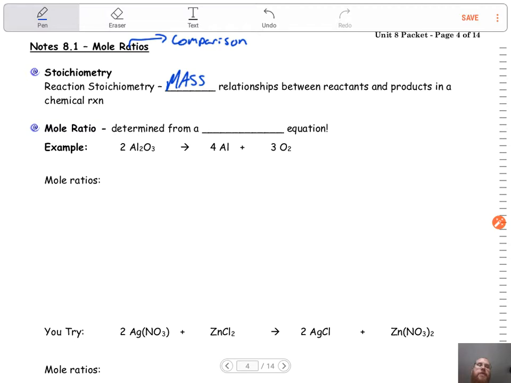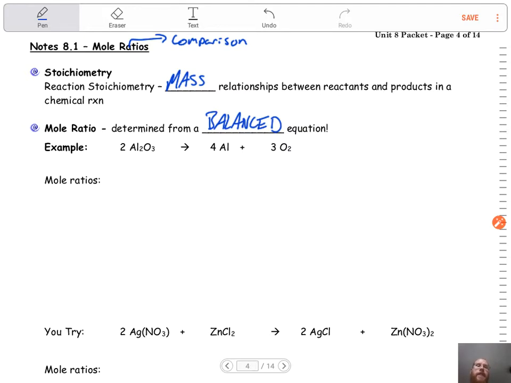Okay, and this is where it's all important. This is what we've been building up to. And then as we go into semester 2, we're going to start kind of putting it into real life application. So the mole ratio is really where that starts from, and that is determined from a balanced equation. So this is why we've done things the way we've done them over the last couple of months, is to build up to this.